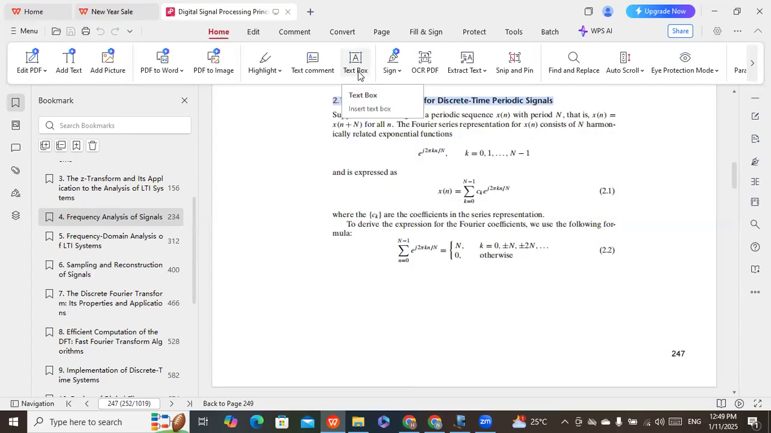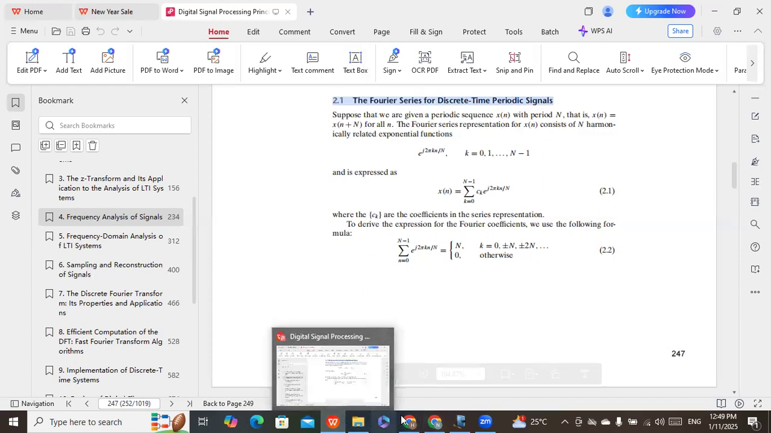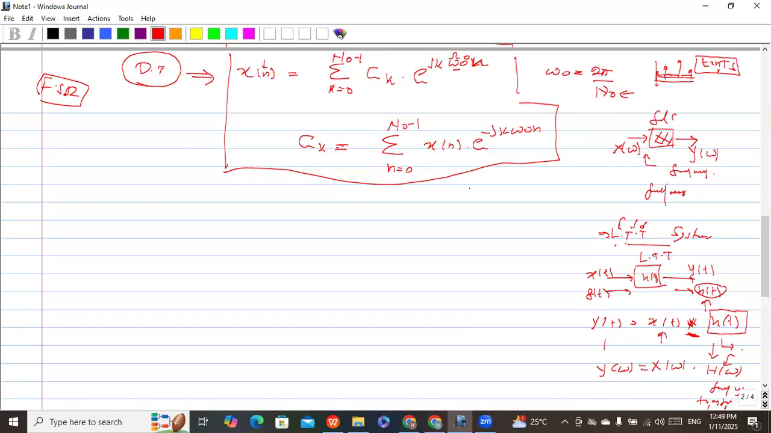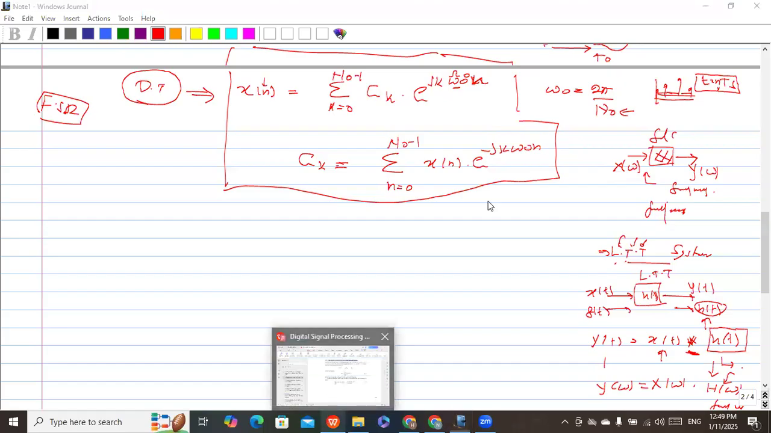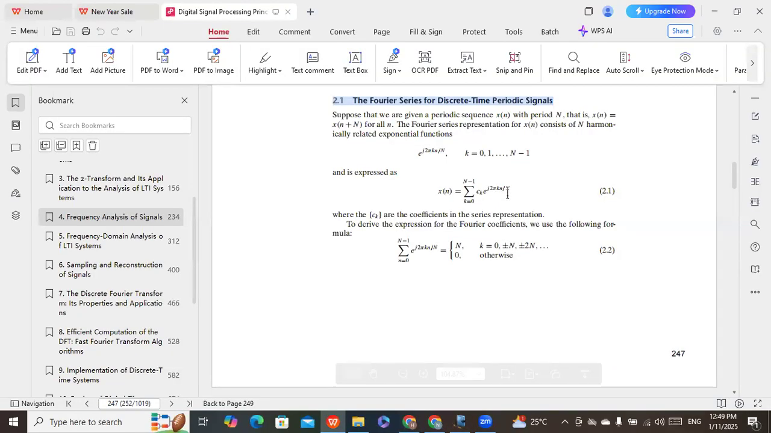Can anyone tell me what is 2 pi divided by N? I have written that equation in another way, e^{j k omega naught n}, but you can see that here it is somewhat different, 2 pi k n divided by N. So what is actually this 2 pi divided by N? N is the period, with period N.